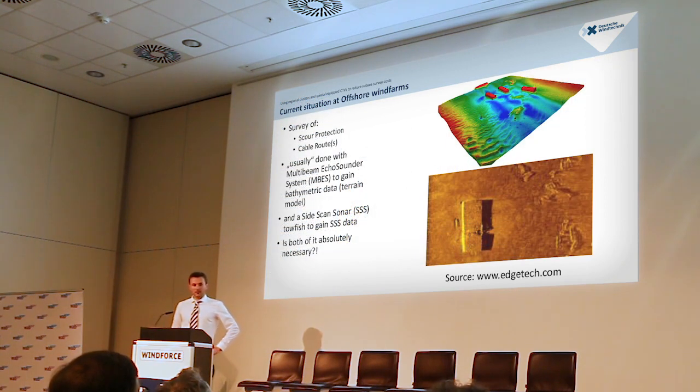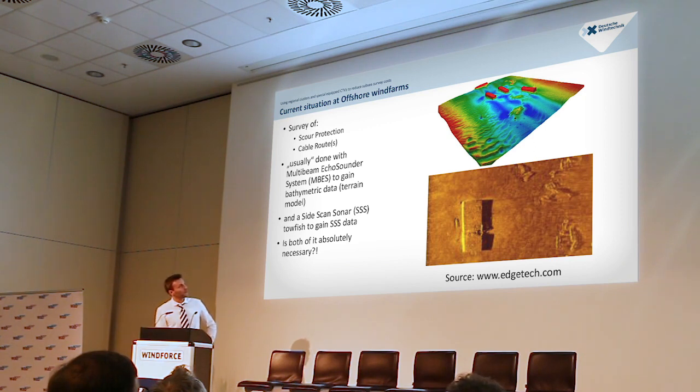So what I want to show you is that there are basically two kinds of surveys. One is for the scour protection itself, and the other one is to inspect the cable trajectories. The first one, for the scour protection, is usually done with the multibeam echosounder system, short MBES, or so-called multibeam. And this is to gain the bathymetric data.